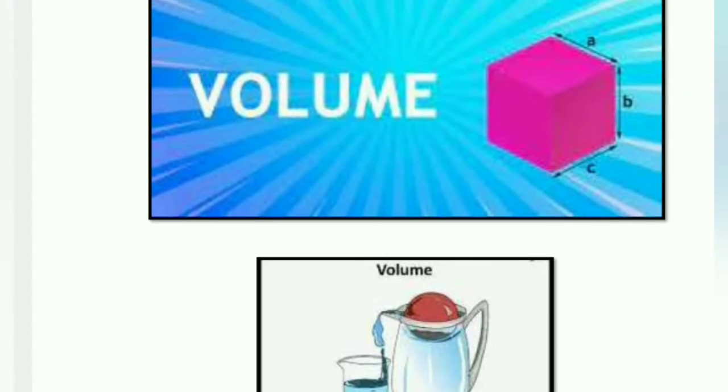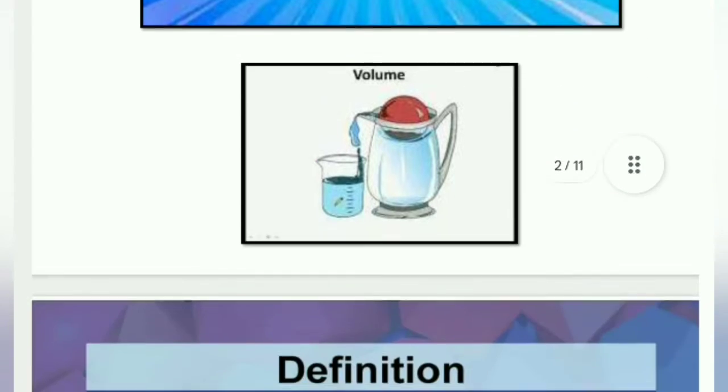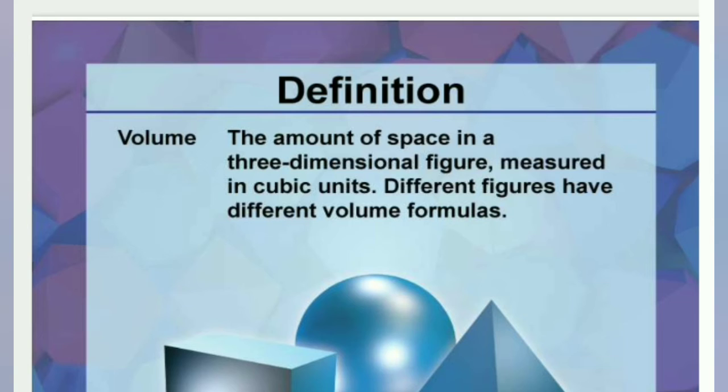Now you have seen what volume is. What do you mean by volume? The amount of space occupied by a three-dimensional object. Okay, three-dimensional object is important. So whatever space is occupied, or the capacity of a three-dimensional object, is called volume. Another important thing is that the amount of space in a three-dimensional figure is always measured in cubic units.